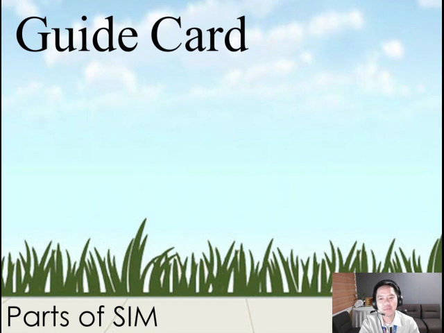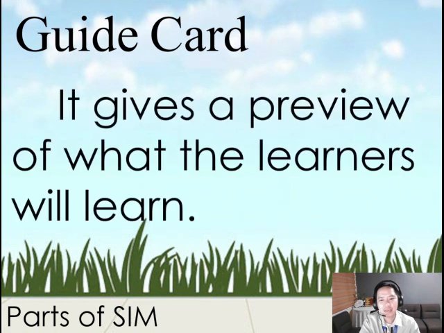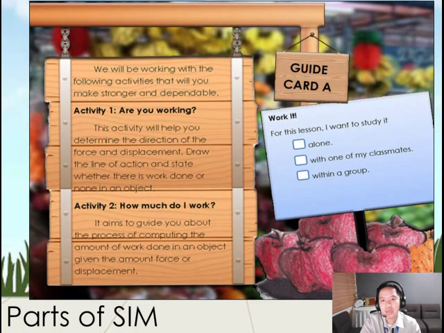Second part of your SEAM is the guide card. The guide card gives us a preview of what the learners will learn. Here you would like to provide all the activities, short descriptions of your activities, and of course, the objectives. Here we can set the mood and allow the learners to visualize what must be mastered and expected from them. For example, we will be working with the following activities that will make you stronger and dependable.